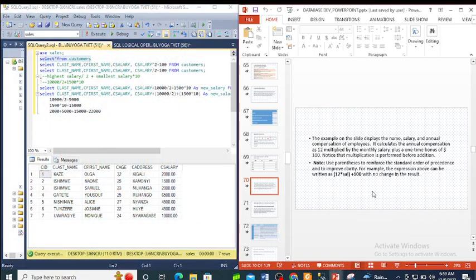We said that the parentheses can be put there to reinforce the standard order of precedence and to improve the clarity. So here I have put the parentheses, C salary plus, then we put the parentheses here, then here also we put the parentheses.